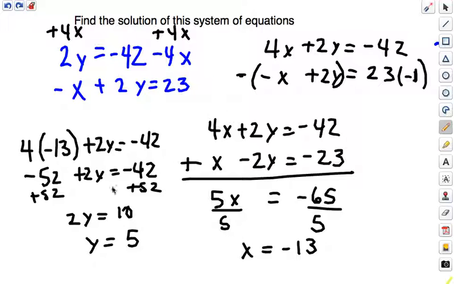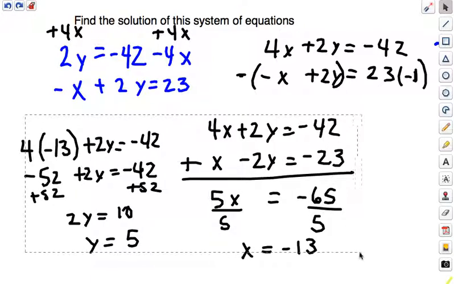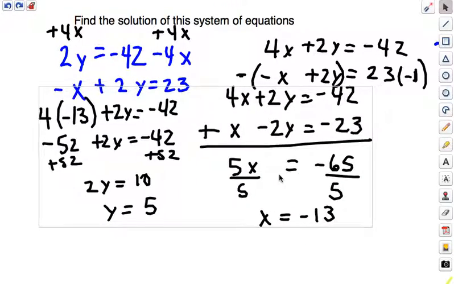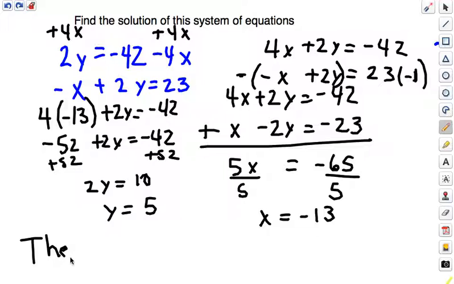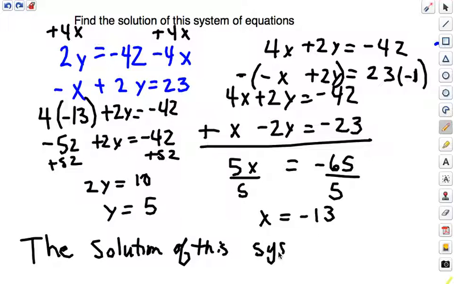All right, so our solution for this system of equations is going to be negative 13, 5. Negative 13, 5. And we'll just go ahead and write that out. Okay, remember that's where the two lines intersect. Okay, so that's what we're finding here. That's our solution.